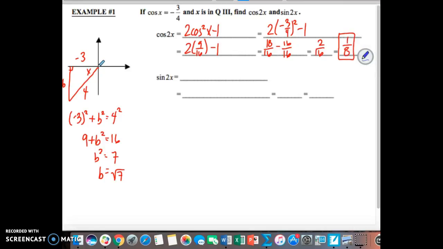Now thinking of sine of 2x, we know that the double angle formula for sine is 2 sine x times cosine of x. Sine of x is opposite over hypotenuse, so we have 2 times the opposite side, square root of 7, over the hypotenuse, 4. And cosine is just that negative 3/4.